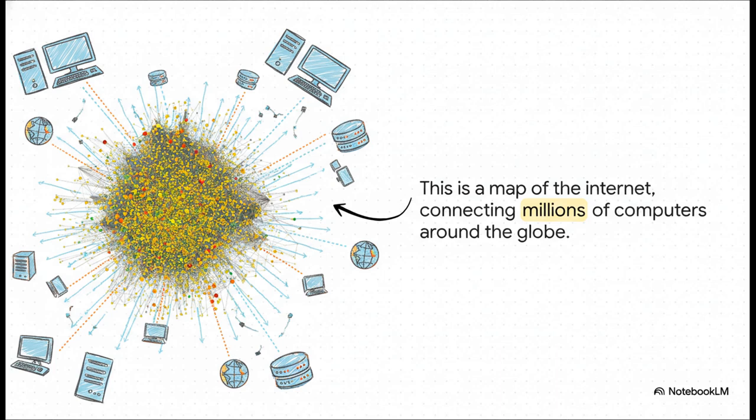Okay, take a look at this. At first glance, it just looks like a crazy, chaotic web, right? But what you're actually seeing is a perfect example of a graph. Every single dot is a computer or a server, and every line connecting them is a data link. This isn't just some abstract drawing. It's the very thing that makes our digital lives possible.